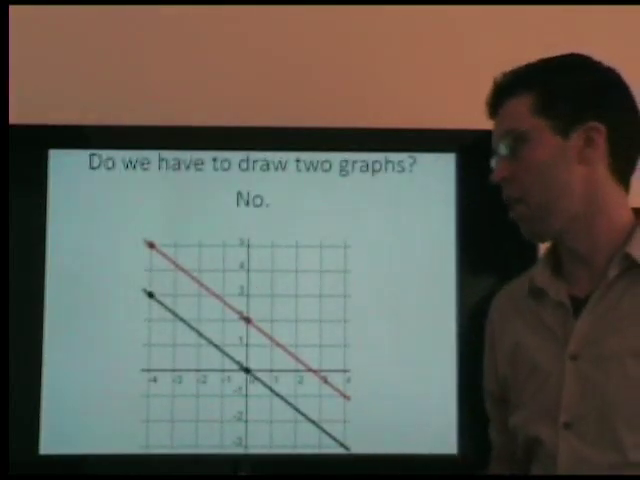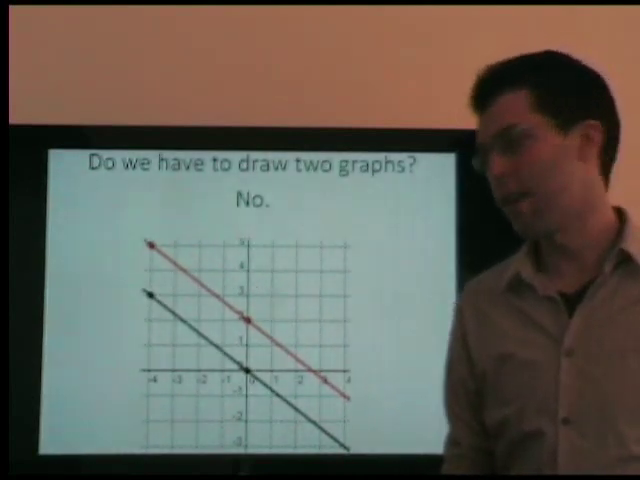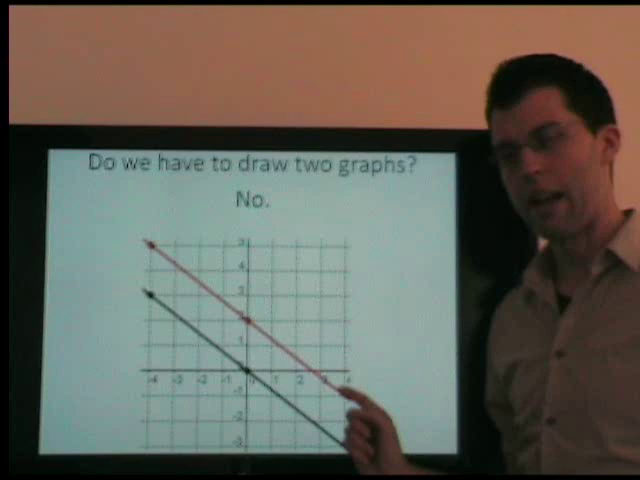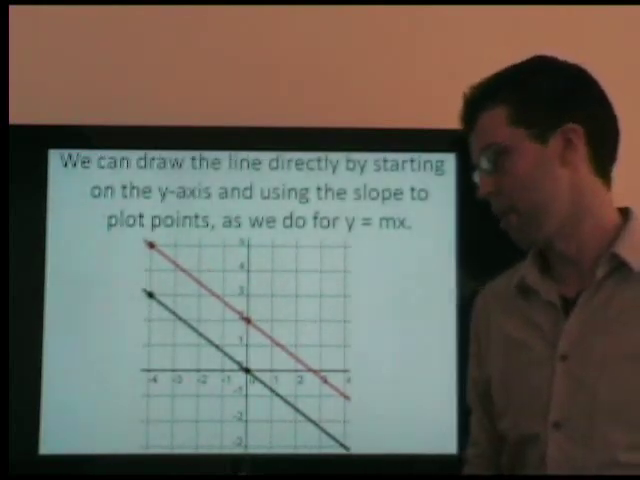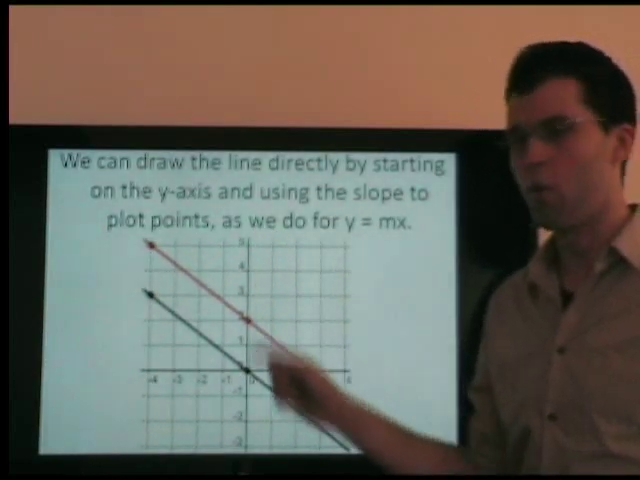Okay. With that in mind though, do we actually have to draw both graphs? No. You may be thinking, well, why don't we just start at this point and then use the slope to find more points? And that's exactly what we do. We just graph this line directly by starting at this point on the y-axis.